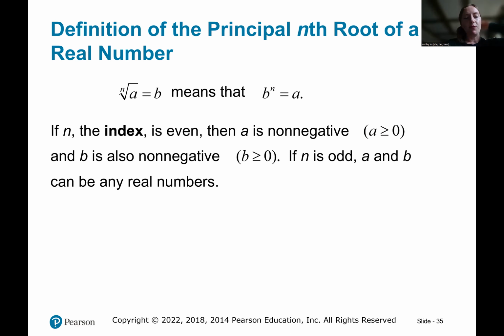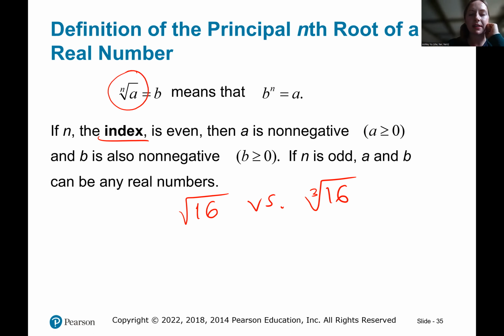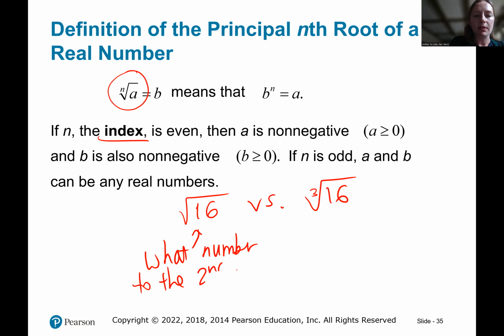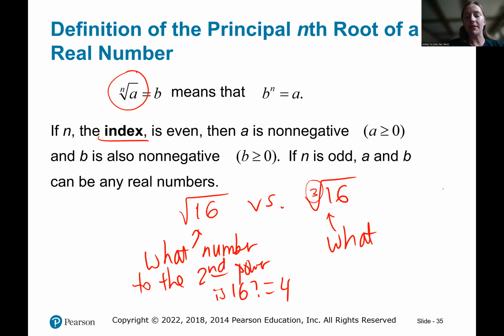All right, now we're getting into what if you have not just a square root, like here's the square root of 16, versus what if you have a little number there? What's the difference between that? That's called the index, that little number, and here they write it as n because it could be something else. For example, this is saying what number to the second power is 16, and the answer is 4 because 4 times 4. If you see a number in here other than 2, that's saying what number multiplied by itself that many times, or what number to that power is 16.